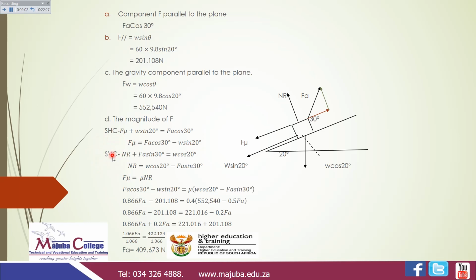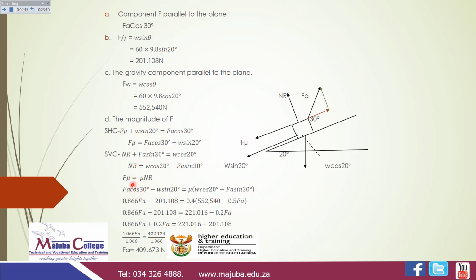So the sum of vertical components, your normal force plus FA sin 30, will be equal to W cos 20. So your NR will be equal to W cos 20 minus FA sin 30. And we'll take our universal formula, then you will substitute. Instead of FU, you will have FA cos 30 minus W sin 20. And your mu will be 0.4 times W cos 20 minus FA sin 30, which is for the normal force.